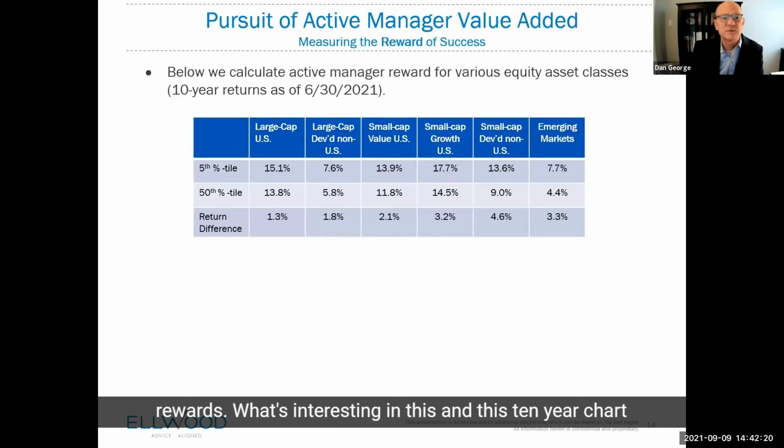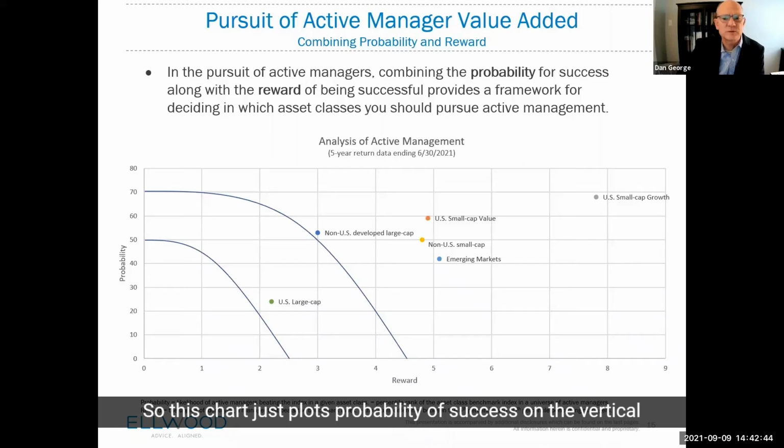What's interesting in this 10-year chart is the reward for small cap value is much smaller than the other small cap and emerging market return differences. So we'll consider that as we try to put both the probability and the reward in selecting active managers together in the following charts. This chart just plots probability of success on the vertical axis and reward of being right on the horizontal axis.